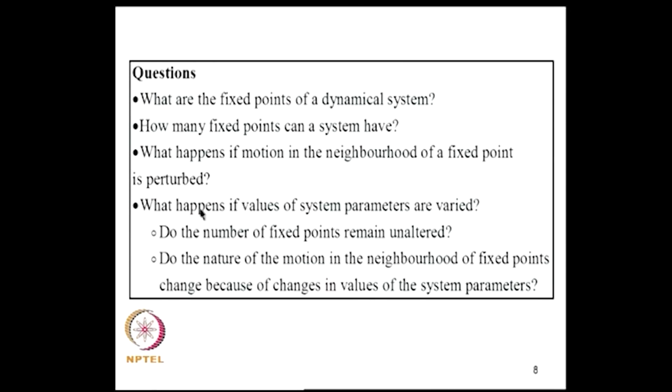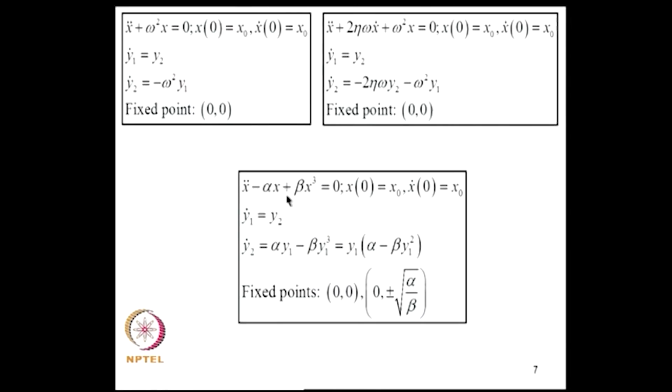Next, what is the role of system parameters in deciding upon the number of fixed points? For example, what happens if values of system parameters are varied? Do the number of fixed points remain unaltered? That you can quickly see here, for alpha equal to beta equal to 0, the system becomes linear and there will be only one fixed point. But beta not equal to 0, there will be 3 fixed points. So, by changing beta, I am changing the number of fixed points, that is quite possible.